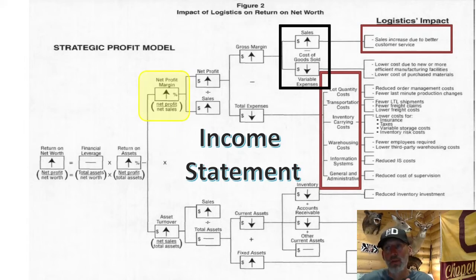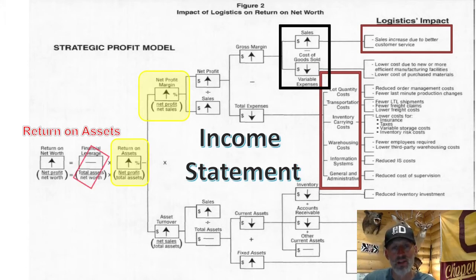So all of these logistics impacts that we've just referred to impact our net profit margin positively. All right, so the net profit margin along with our asset turnover gives us that calculation of return on assets. Return on assets times our financial leverage gives us our return on net worth.